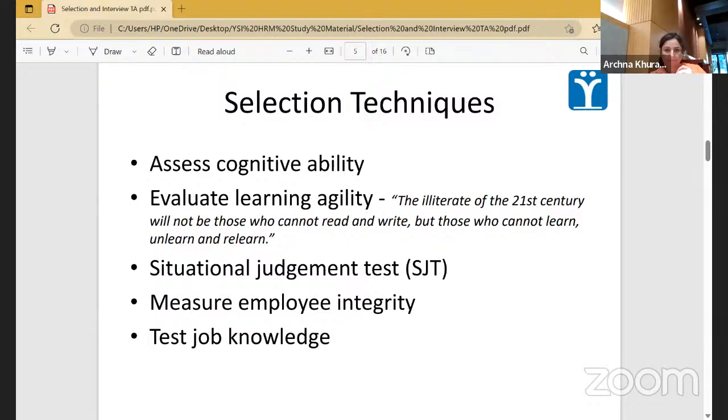Now, how are we going to measure employee integrity? From the organization's point of view, we have to decide some parameters for that. For example, your punctuality is a code of conduct for every organization.